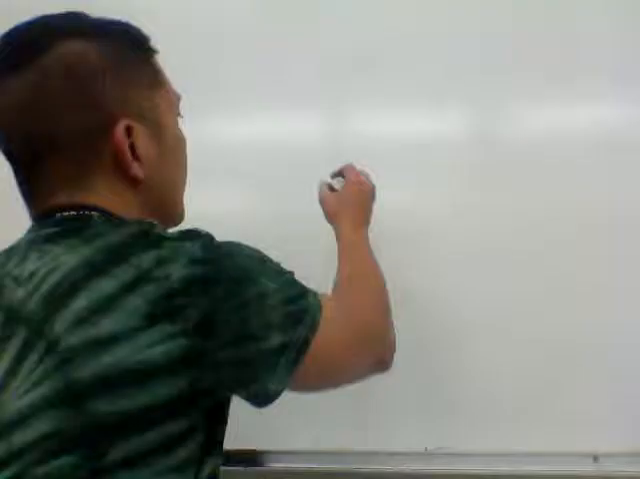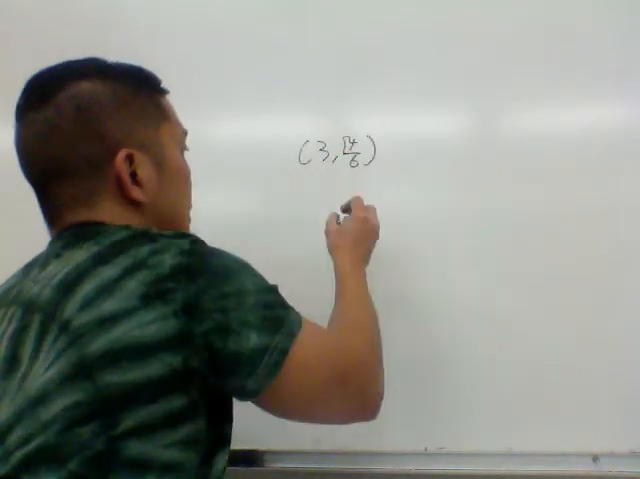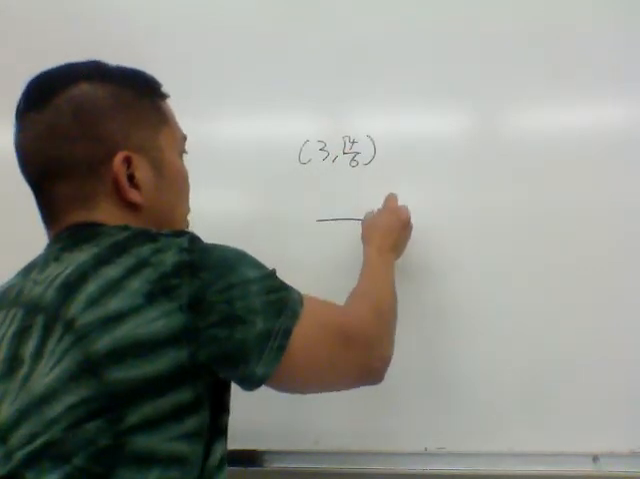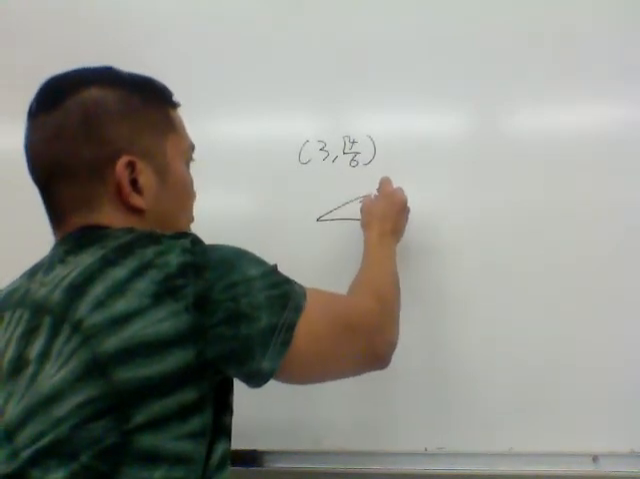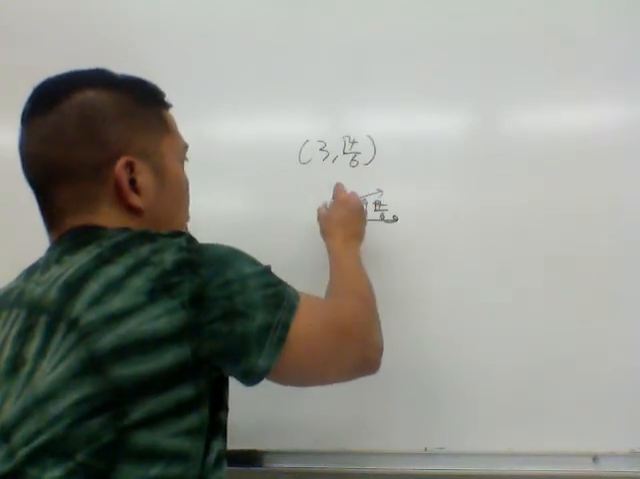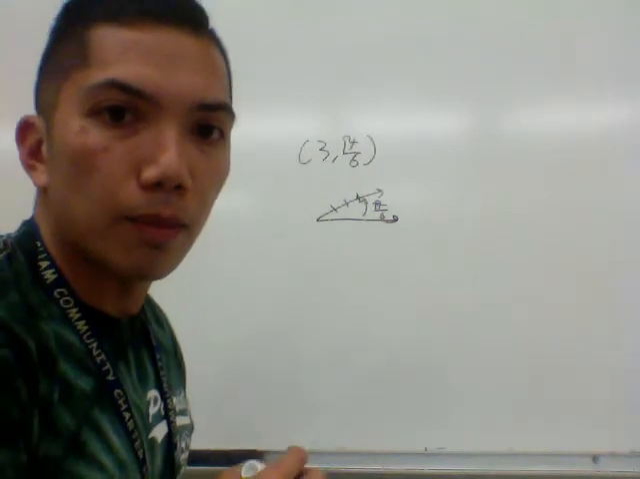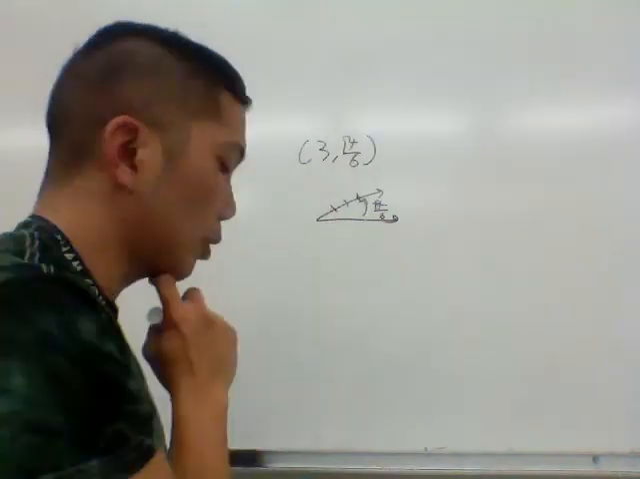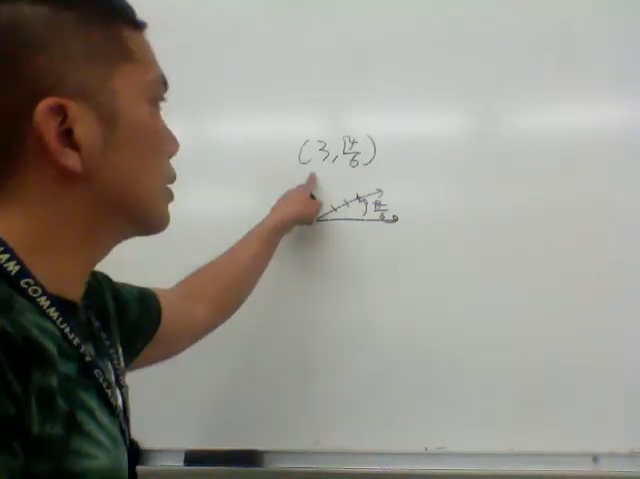For number 1, what we have to do is find polar coordinates that represent the same point. Well, if I have (3, pi over 6) and we graph this, it's going to look like this. I have my pi over 6 here, and I have 1, 2, 3, right? So that is this in polar form.